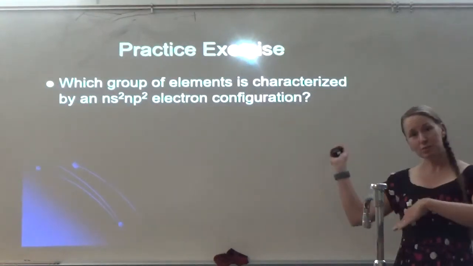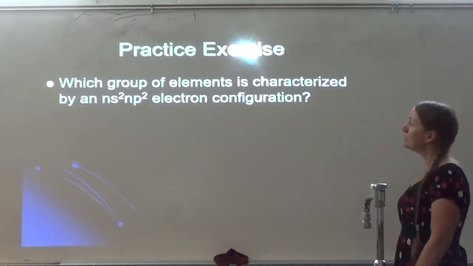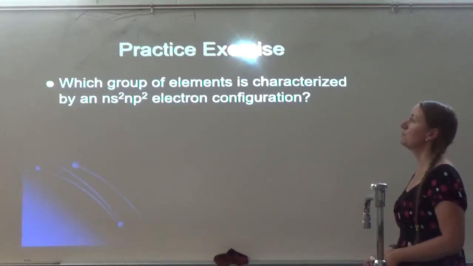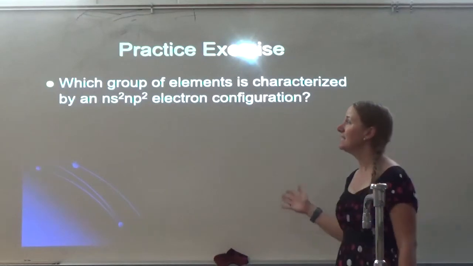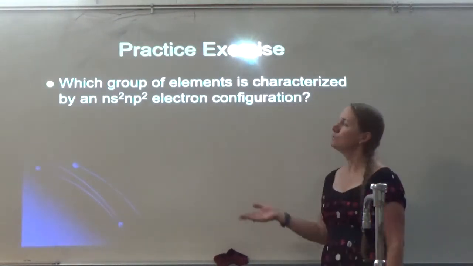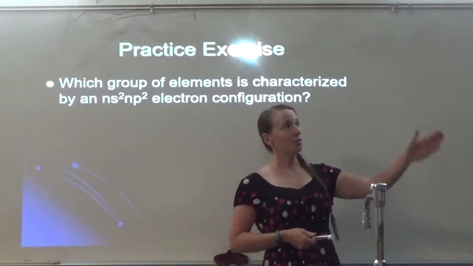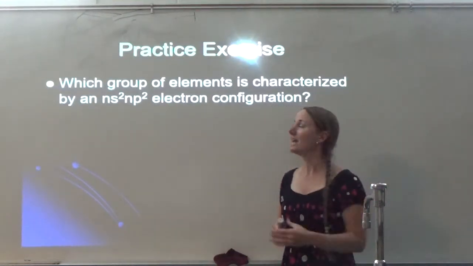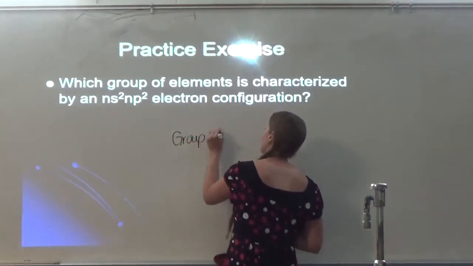So y'all try this one. Pause it, try it, we'll look at it together. So I'll assume you've done that. It says, which group of elements is characterized by an ns2, np2 electron configuration? Don't let the N's throw you off. That just means any S or P. So it could be 2s2, 2p2, 3s2, 3p2. So s2 gets me across group 1 and 2, and then p2 gets me across group 13, and I end on group 14. So for this one, it would be group 14.